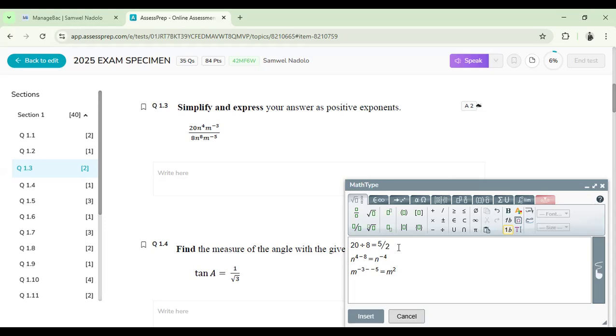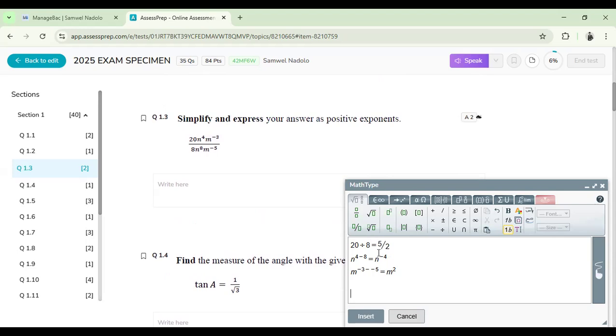Because they want our answer as positive exponents, we're going to make sure all the powers we get for these unknowns are positive. So we'll have the first number as 5 over 2. And then we'll have the second number as m squared, so m raised to 2, that is positive. But if you look at n, it is n raised to negative 4. So we'll also have n raised to negative 4.